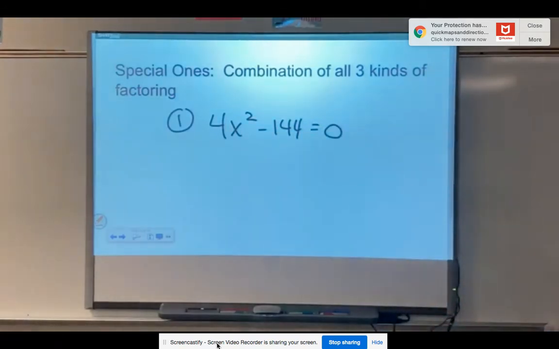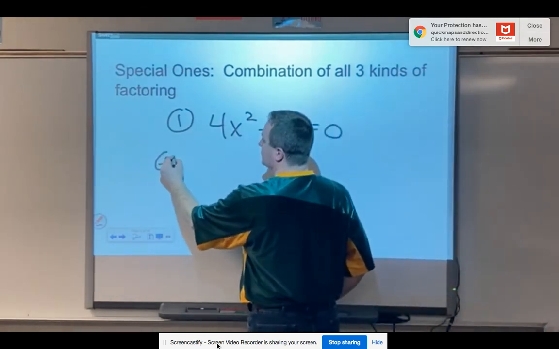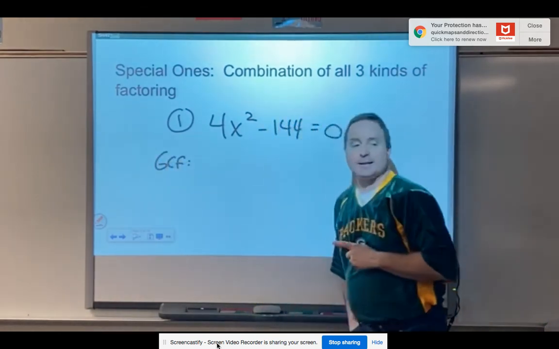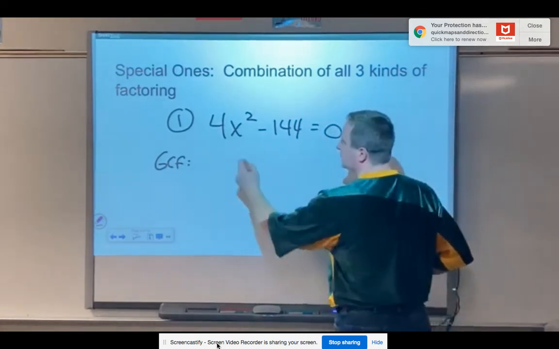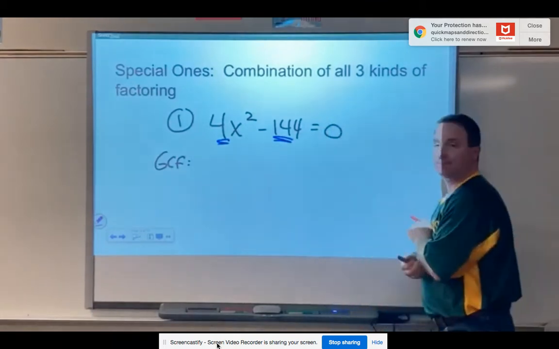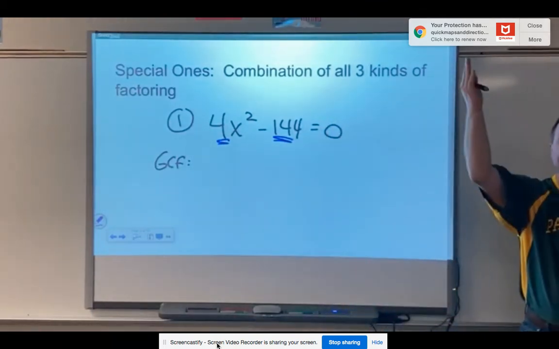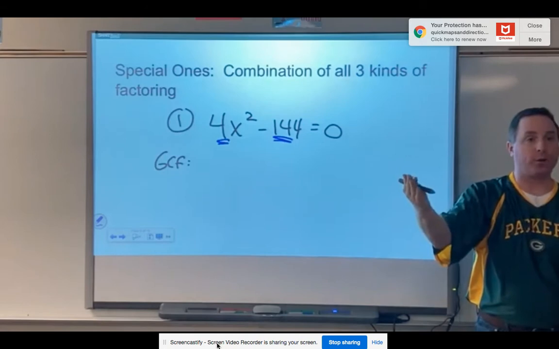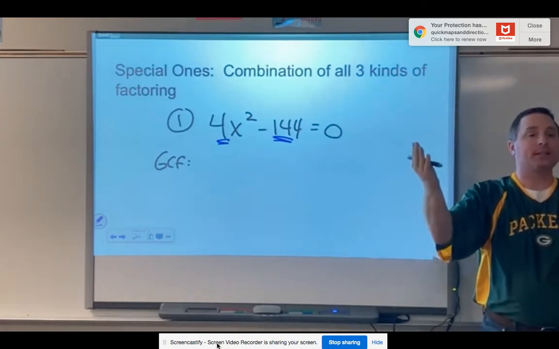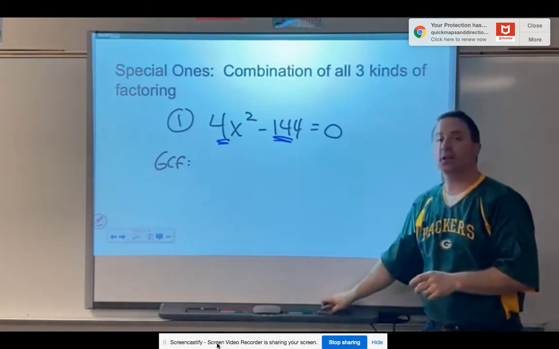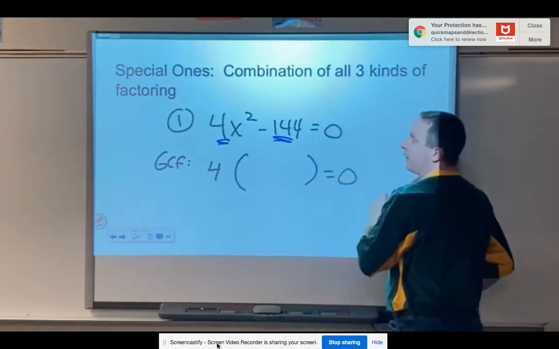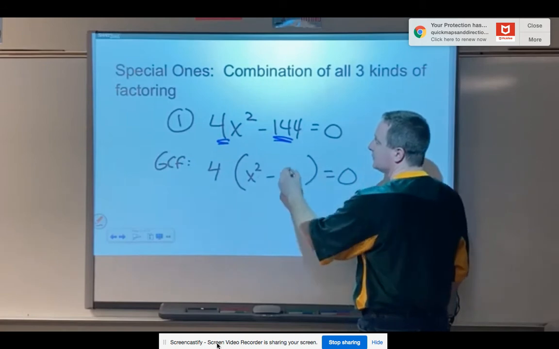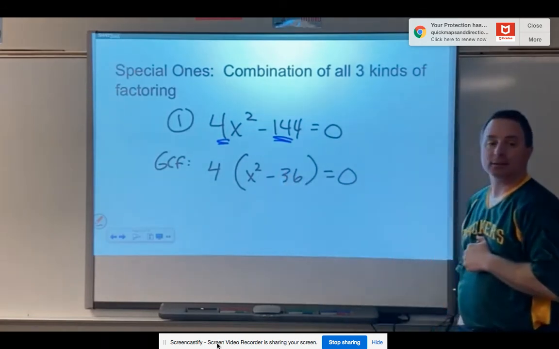If I could give you one suggestion on all of these, the very first thing I would look for is always try and factor out a greatest common factor if it has one. Is there something that goes into 4 and 144? If you look at 4 and you look at 144 on the back of your factor sheet, what's the biggest number that's a part of both lists? It's going to be a 4. If I take out a 4, I get x squared, and you get 36 left over.